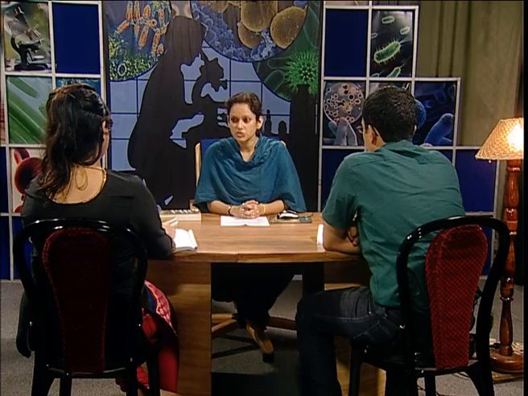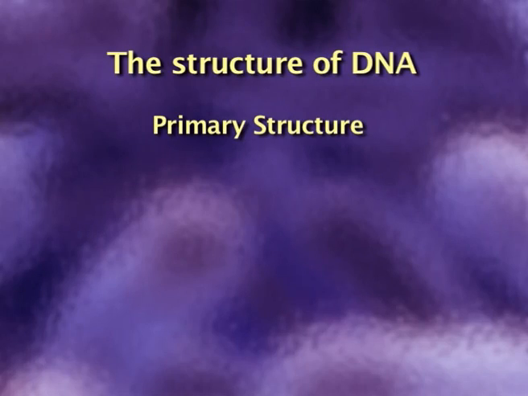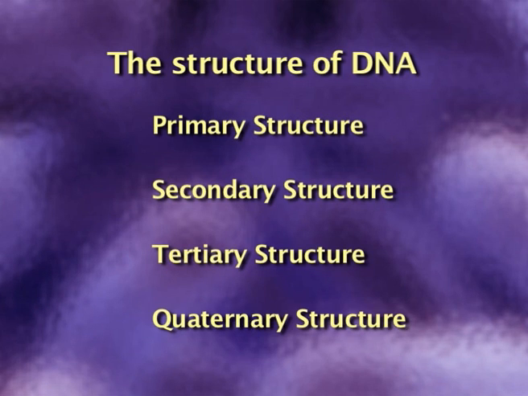Welcome viewers. Today in this session we will talk about the different structures of DNA which are found inside the cells of living organisms. The structure of DNA can be divided into four main parts, that is the primary structure, the secondary structure, the tertiary structure and the quaternary structure.